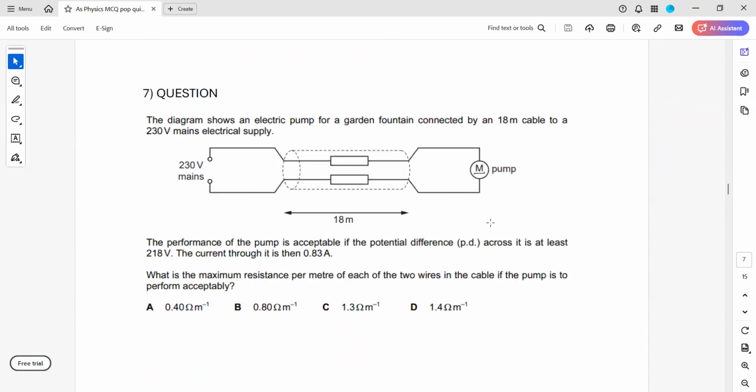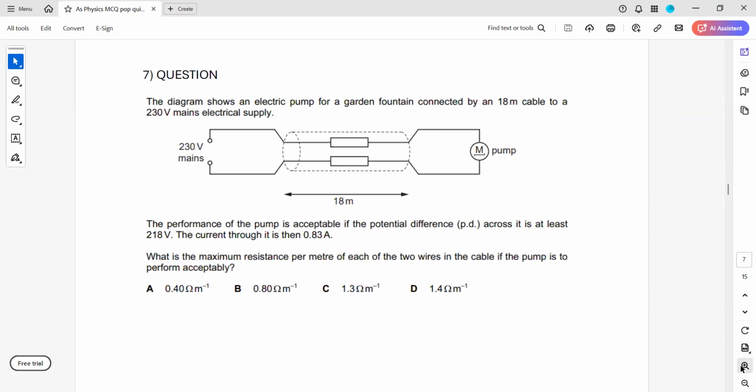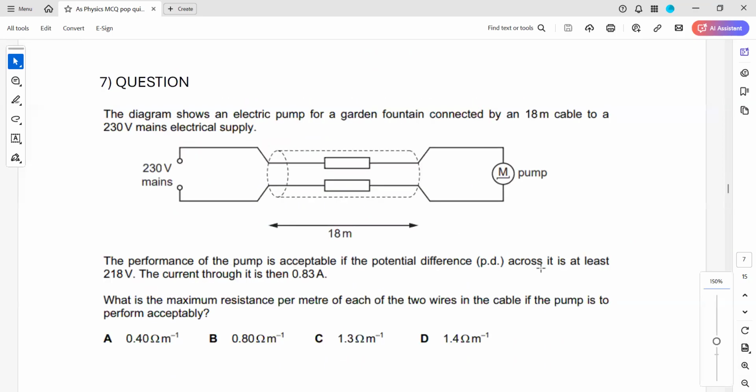Question 7, any doubt? Question 7. Any doubt in question 7?